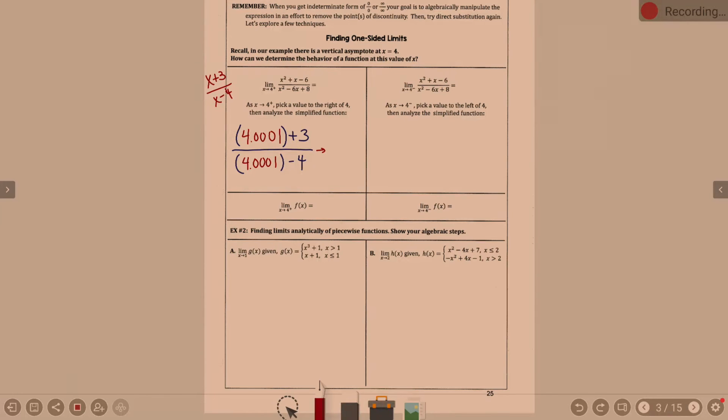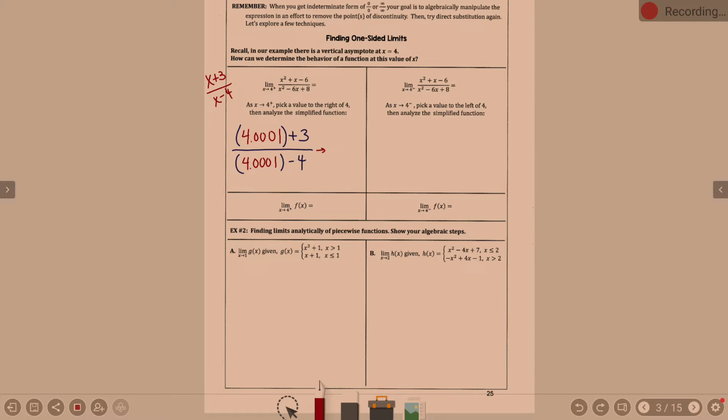Okay, approximately where we're picking up from yesterday. We were starting to talk about this as x approaches 4 from the right. Pick a value to the right of 4 and analyze the function. Because right now, if you just put 4 in there, 4 in the denominator is going to give you a 0. So we need to figure out what's truly going on.